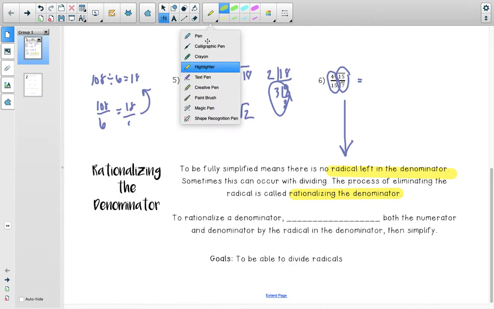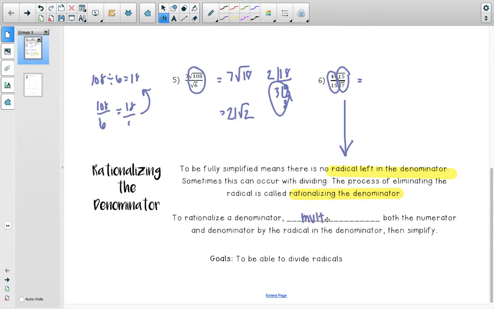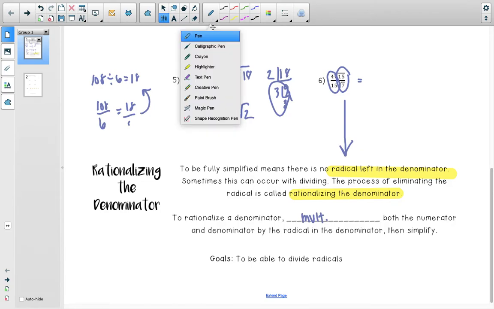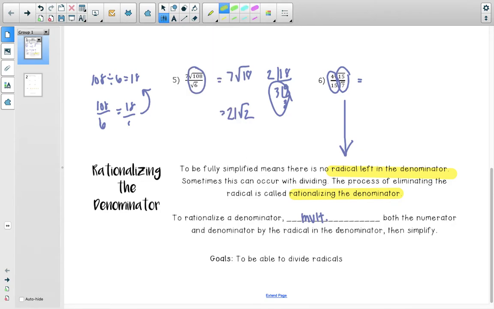Okay, so to rationalize the denominator, you're literally just going to multiply the top and the bottom, the numerator and the denominator, by the radical in the bottom, and that's it. That's it. So you're just going to multiply by the radical in the denominator.